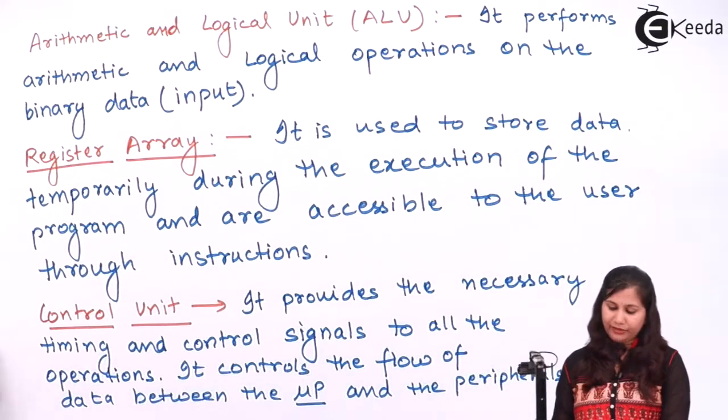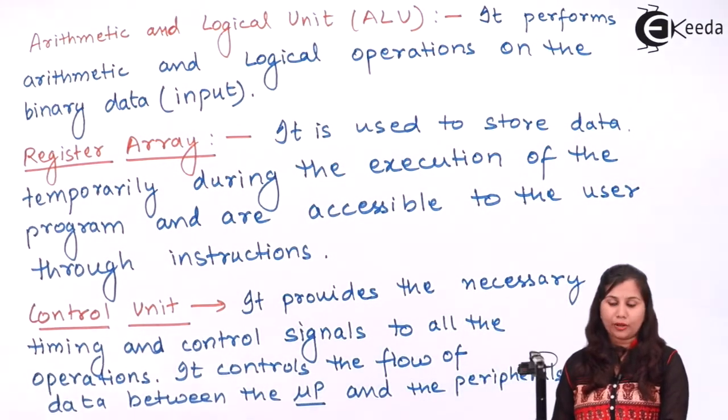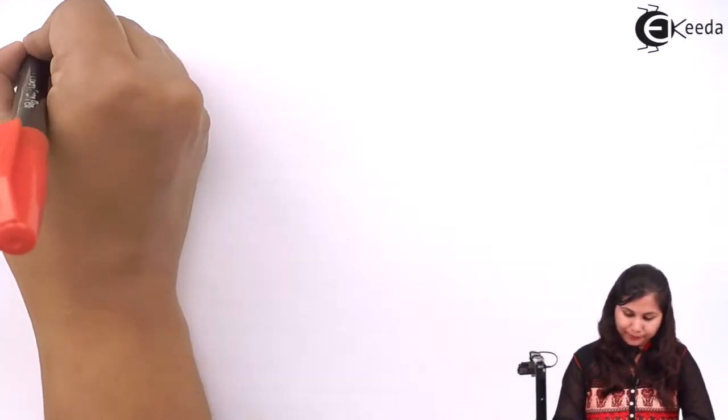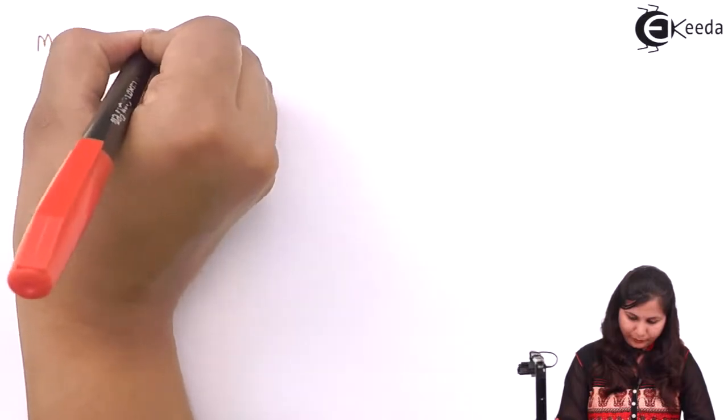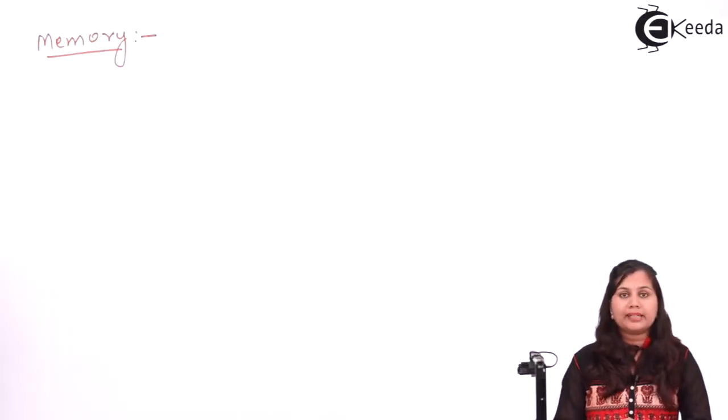Now next we have memory. The next component of the microprocessor is memory. Memory is the storage device. It stores the instructions, the input, the output, the intermediate results, everything is stored in memory. That is why it is called a storage device.